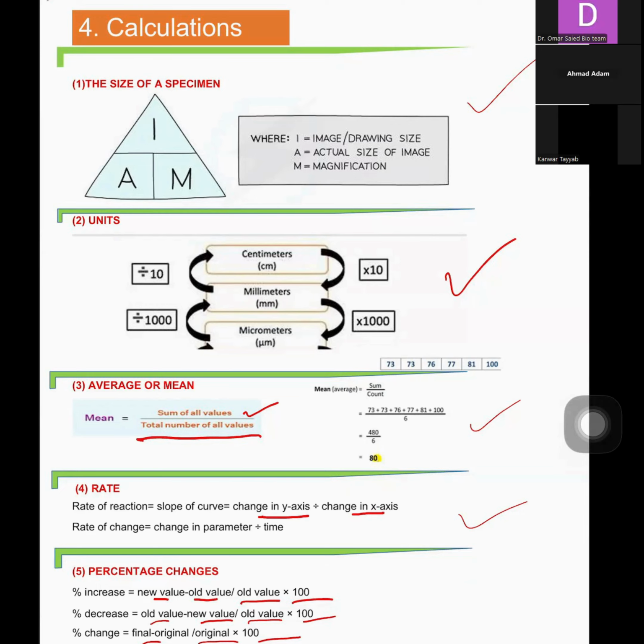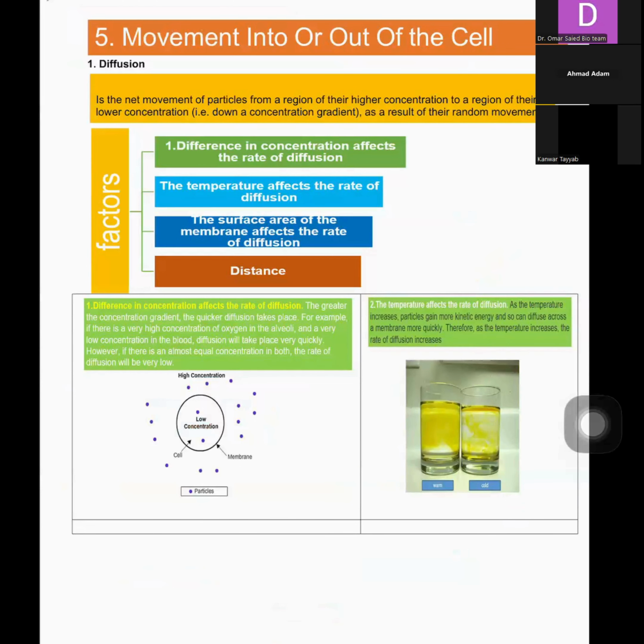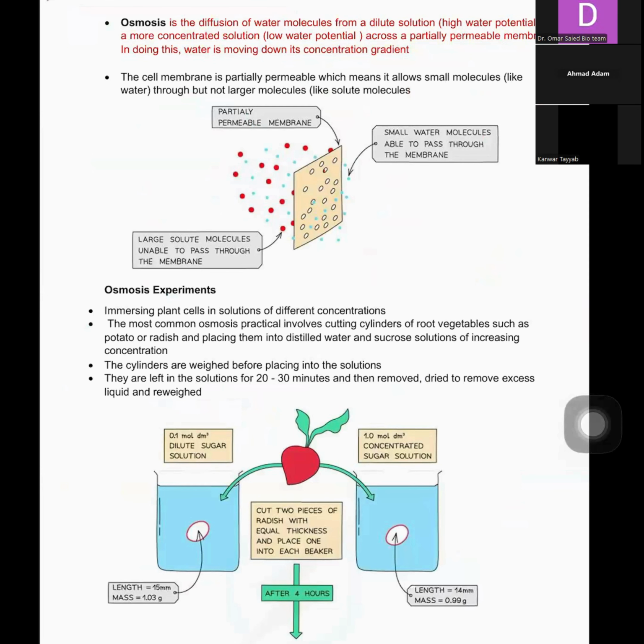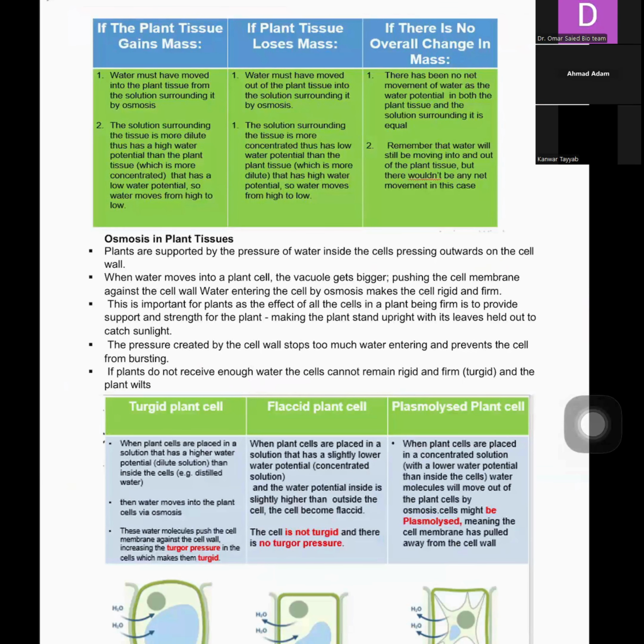Okay. Calculations also are very important. Also for the paper 6, you have to mention diffusion. You have to understand osmosis and the osmosis experiment, and you have to know why the plant gains mass, why the plant loses mass, why there is no overall change, when the cells are turgid, when the cells are flaccid, when the cells are plasmolyzed. I will share with you the file.